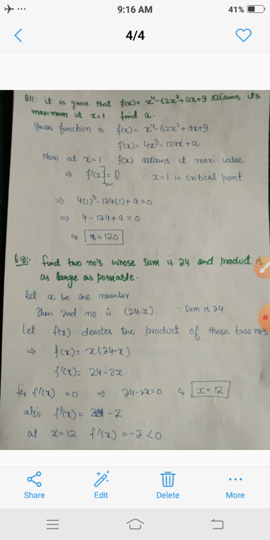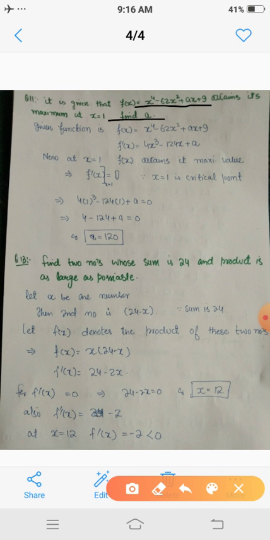The question number 11 of this is, it is given that the function x raised to 4 minus 62x square plus ax plus 9 attains its maximum at x equals to 1. Now find the value of a, that is, this function attains the maximum at x equals to 1. So we have to find the value of a.